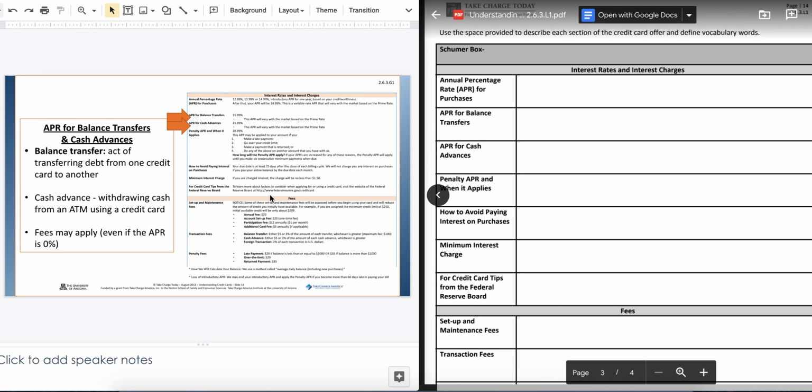Sometimes cash advances will have a higher interest rate, and sometimes there will be a maximum amount of cash advance that you can get. So maybe over the lifetime of my contract, or maybe each year, I can only pull out $500 through cash advances. Once I get to $500, I can no longer pull out any more cash.